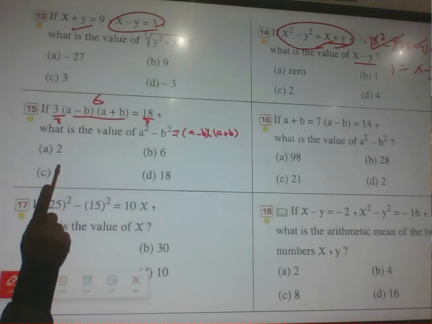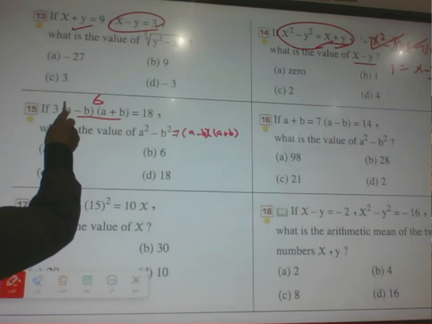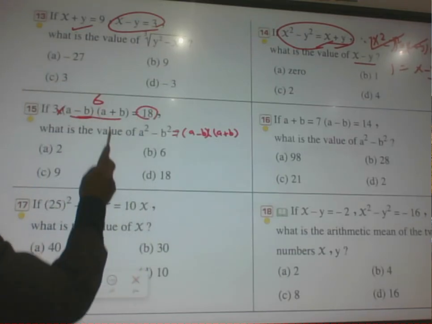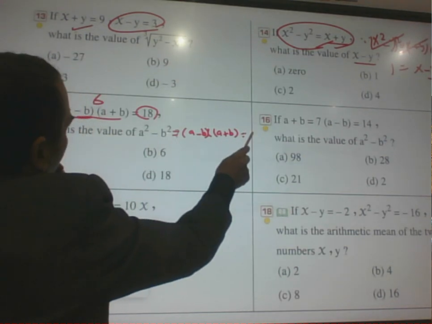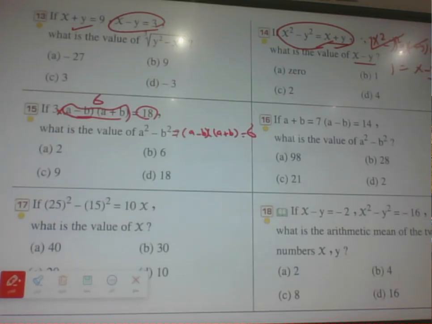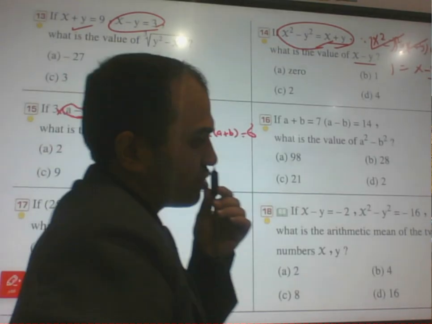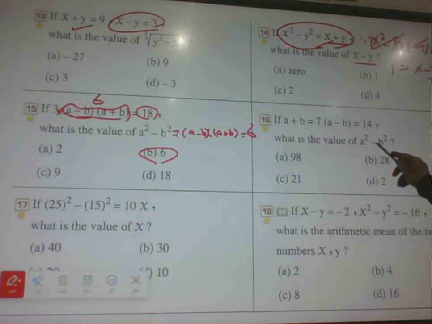Because 3 times what equals 18? 3 product by 6. Then the value of this expression, a power 2 minus b power 2, equals 6, because a minus b product a plus b was 6. It's a direct question, okay? Then the value here will be 6. Next question. What is the value of the expression a power 2 minus b power 2?